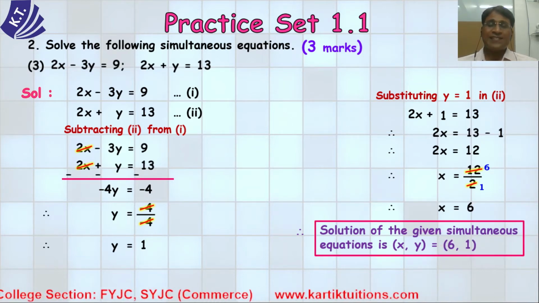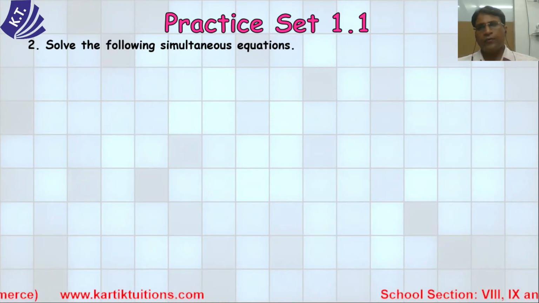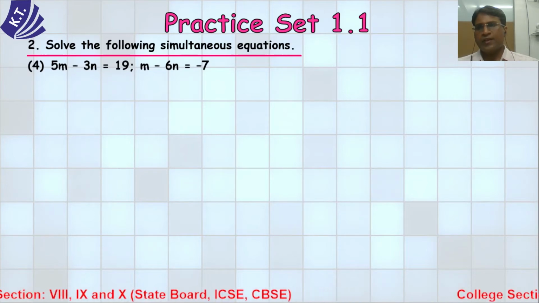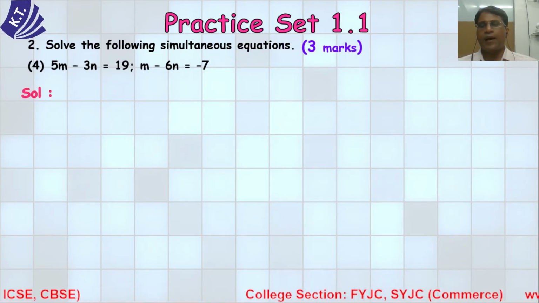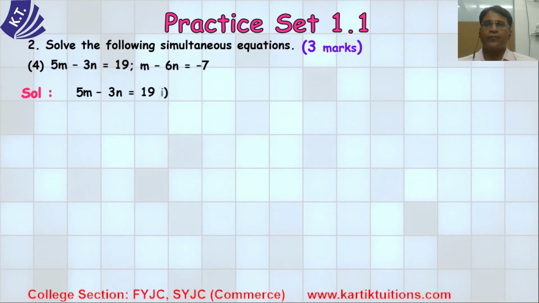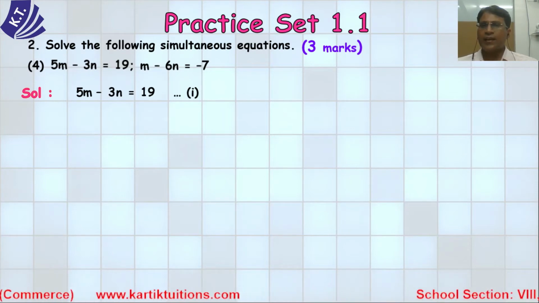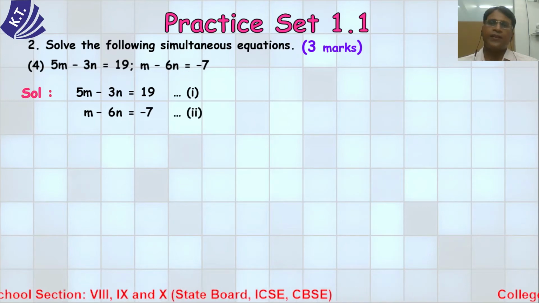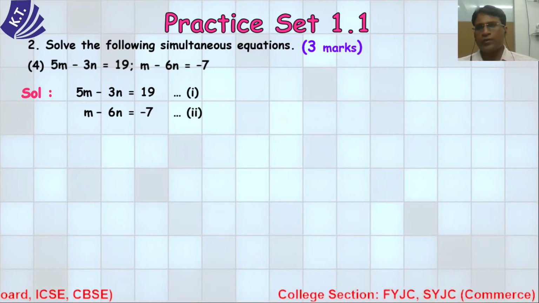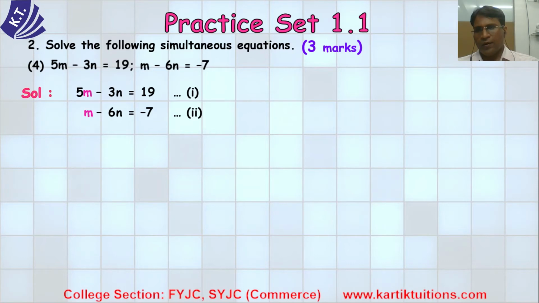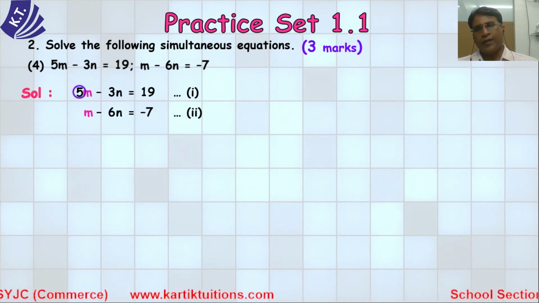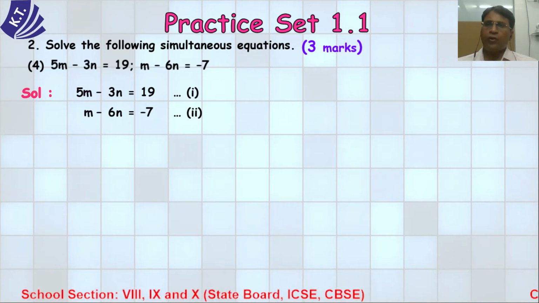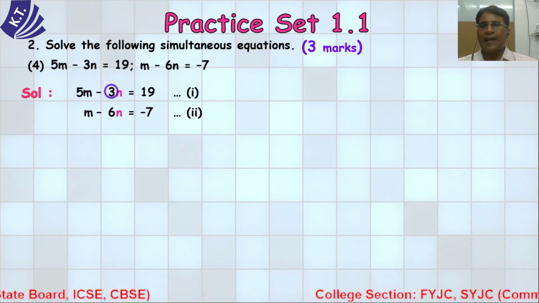Now let's have a look at second example where the coefficients are not same and we have to equate them. Now first equation is 5m minus 3n is equals to 30, whereas the second equation is m minus 6n is equals to minus 7, that is the second equation. Now let's check the coefficients of variable m. The first coefficient is 5, the next coefficient is 1. Now they are not same. Let's check the coefficient of n also. It is 3 and 6.